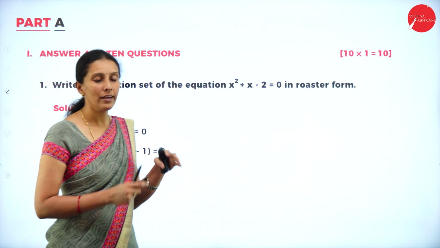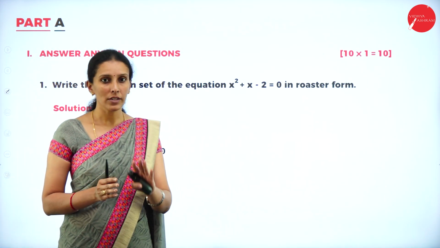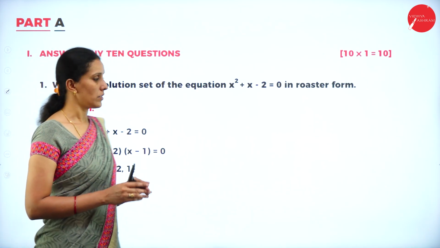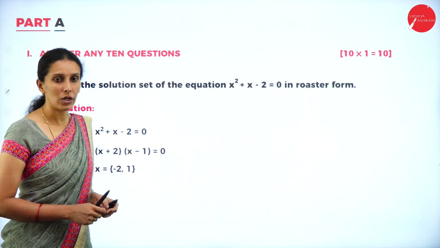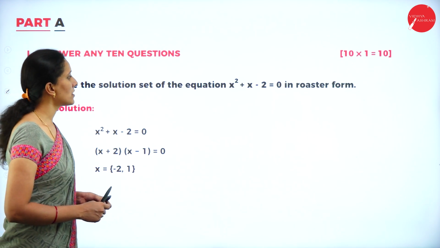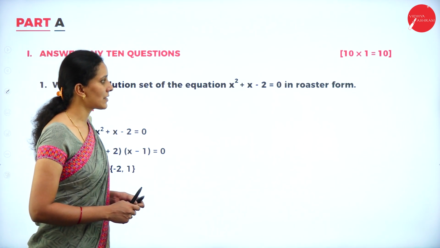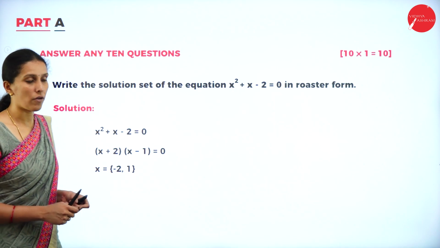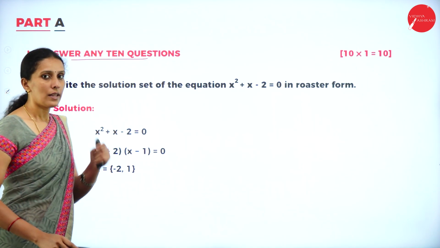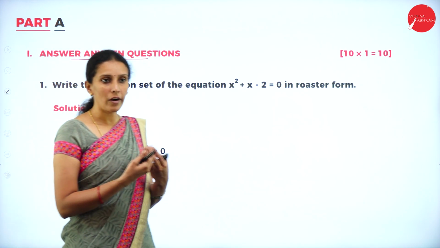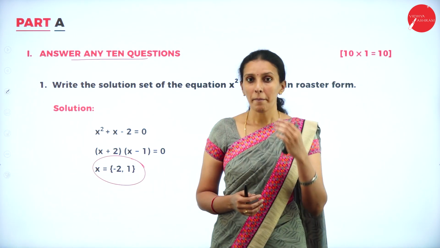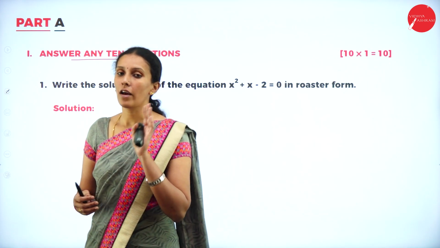So this is part A. 15 questions are given. You're supposed to answer only 10 questions. So here is the question given in the model question paper. Write the solution set of the equation x square plus x minus 2 is equal to 0 in roster form. For a 1 mark question, the marks will be awarded for the correct answer. So even if you have solved using particular steps, the marks will be awarded only for the correct answer.